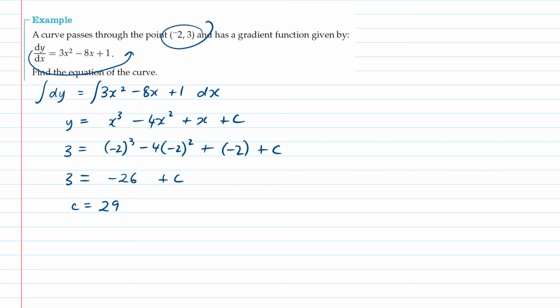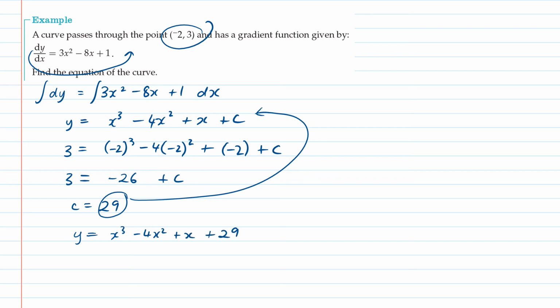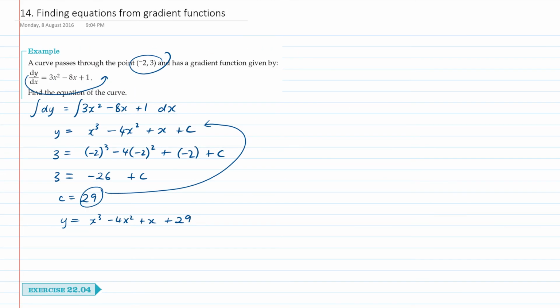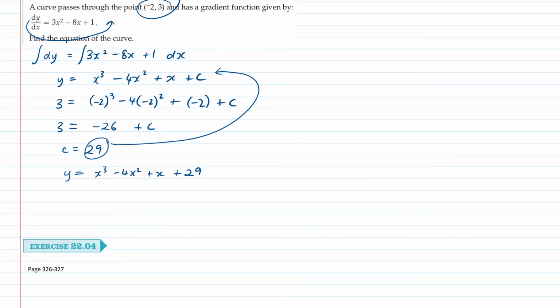So now we can substitute that back into our original equation instead of c, and so we can give our full equation of the curve as x cubed minus 4x squared plus x plus 29. And that is how you find a curve given its gradient function. And this is often one of the most common uses of anti-differentiation. So I'd like you guys to practice some of these on 22.04, please.